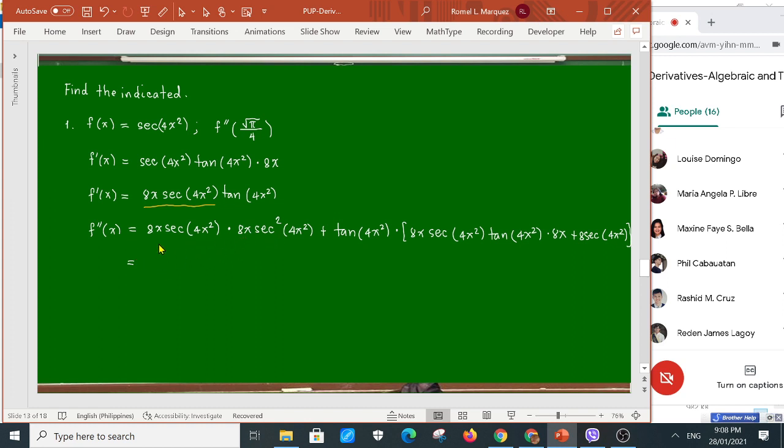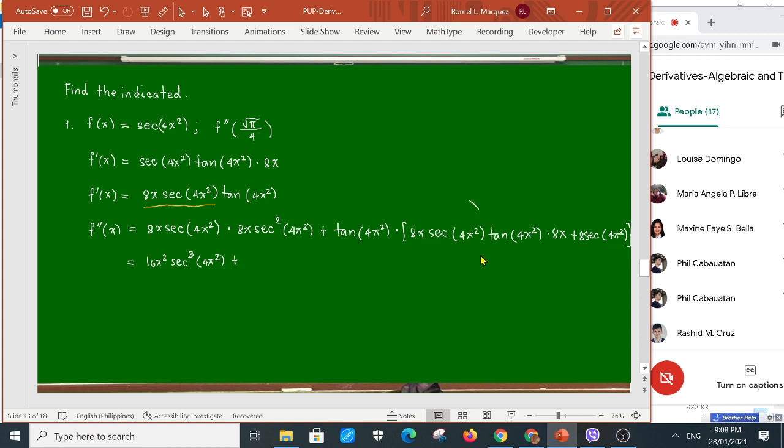O, 8, 8, 16. X squared, secant cube. Tama ba? Nasaan na ba ako? Ito. 8, 8. Ay, check mo Rashid ha, kung tama yung minumultiply ko. O, secant cube of 4x squared. Ito, done na dito.